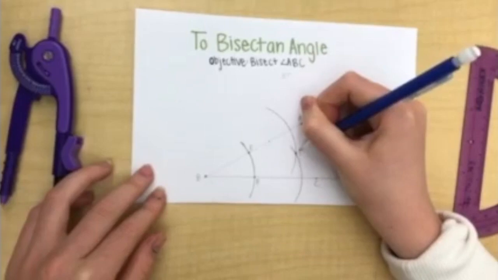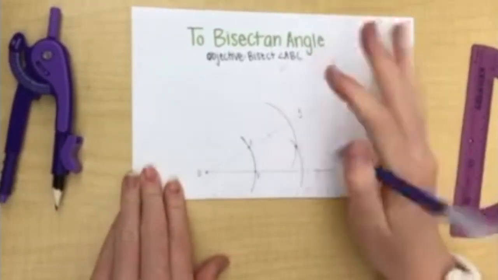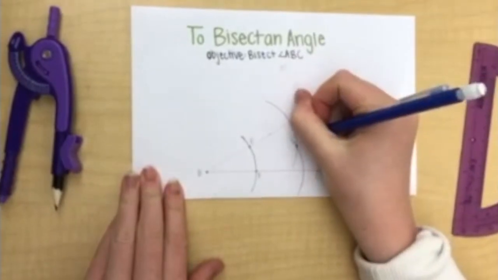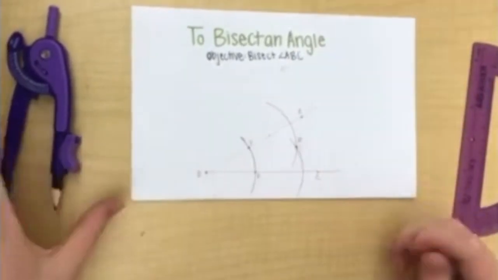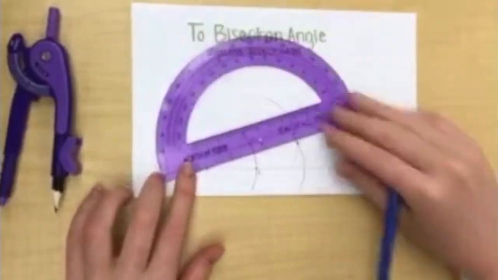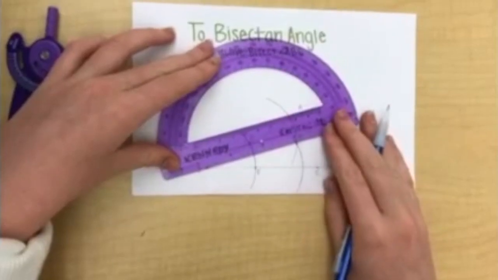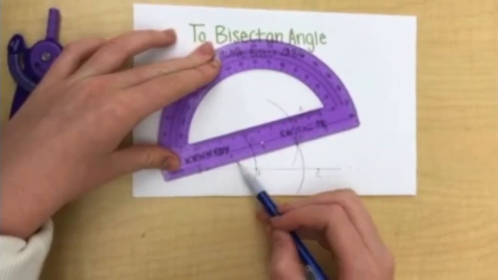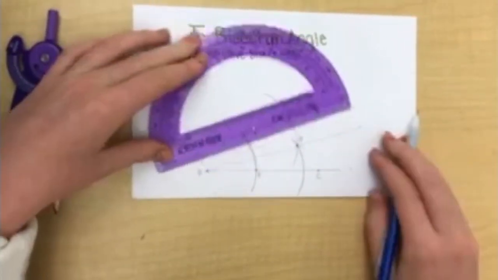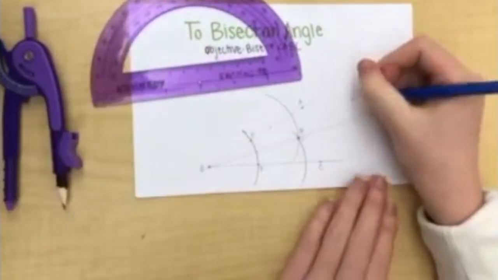The next step in bisecting your angle is to take your straight edge, which for me is my protractor, and place it along your angle. You want to have the protractor intersect both points B and D. Then create a line that intersects both points. And that is how you bisect an angle.